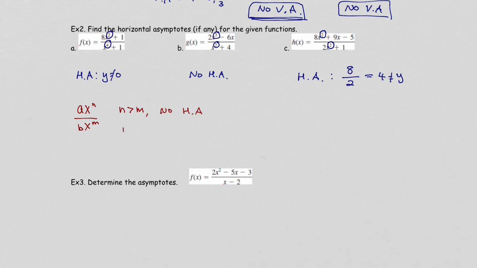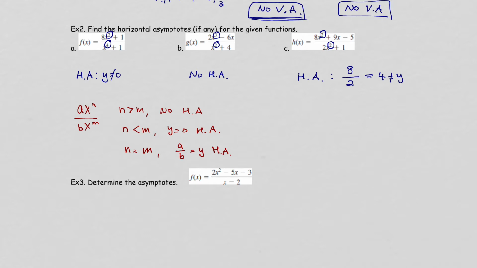And if you have numerator exponent smaller than denominator exponent, there will be y equals 0 as the horizontal asymptote. When the exponents are the same, then you have a over b, equals y, as the horizontal asymptote. Remember we talked about the slant asymptote also?